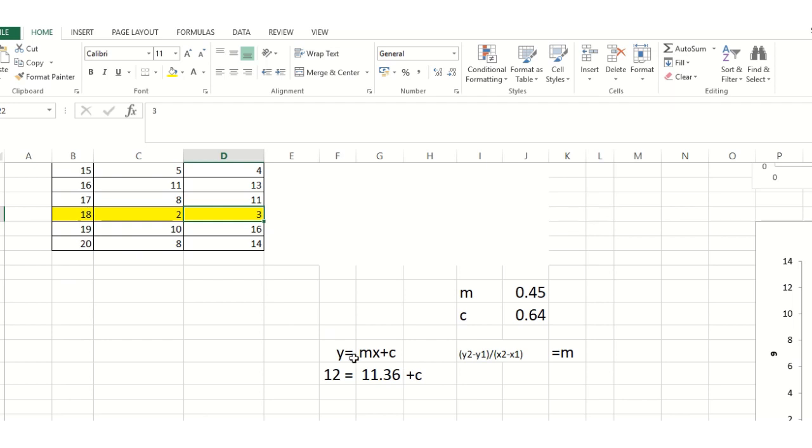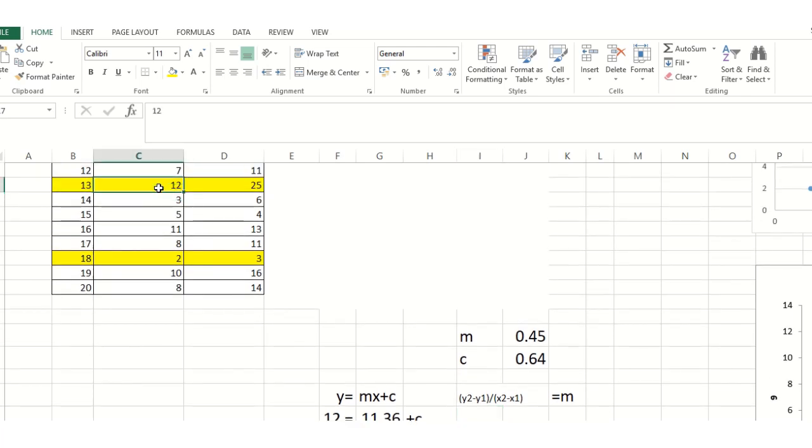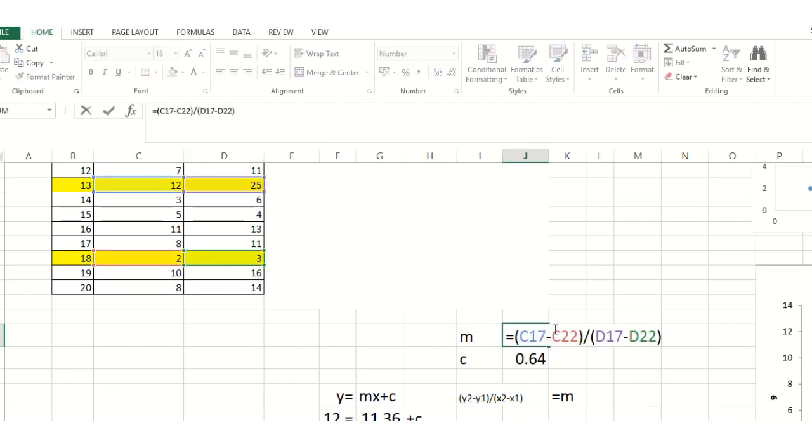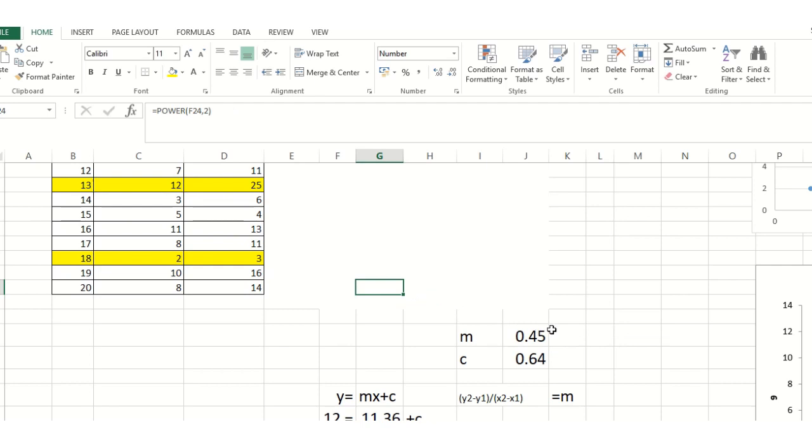So now we will see the formula y is equal to mx plus c. Now we need to calculate both m and c. As I said, (y2 minus y1): here y2 is 12 minus 2, divided by 25 minus 3, which is given here. 12 minus 2 divided by 25 minus 3. So we are getting the m value as 0.45.